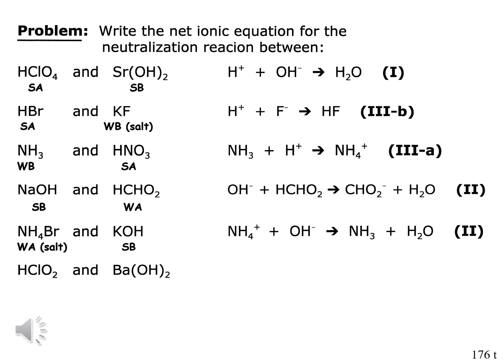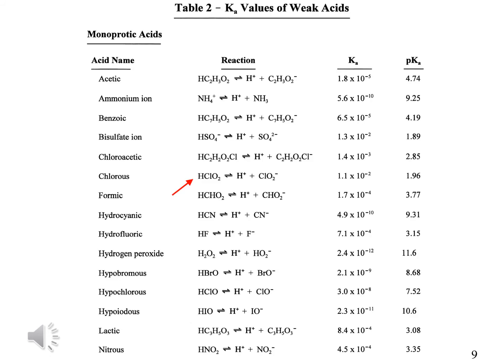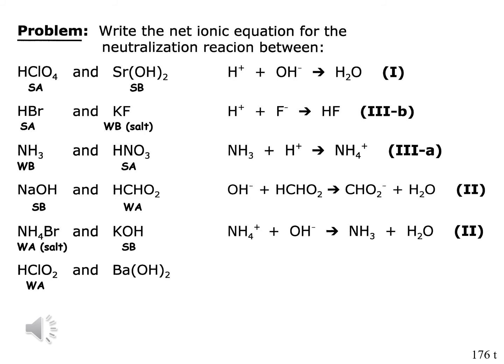The next problem is HClO2 and barium hydroxide. You can see that HClO2 is a weak acid by looking in the table. Here it is in the Ka table. Barium hydroxide is a strong base. So we write the weak acid together, and we write the strong base as OH, and the OH pulls an H off. And this is actually a type 2.